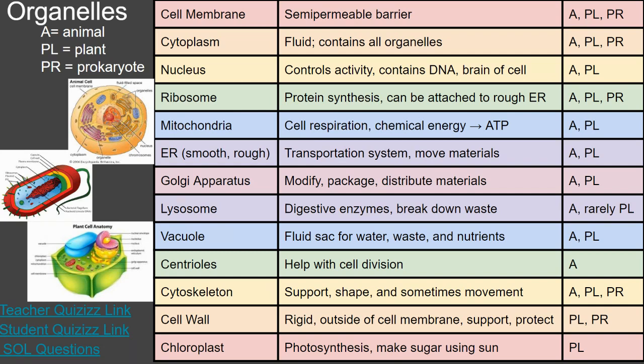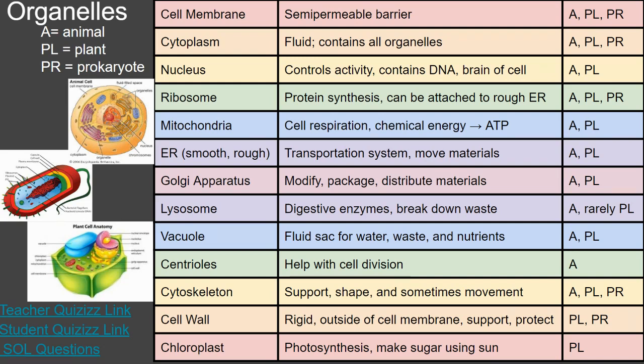organelle. In the middle, there is a brief summary of what that part of the cell does. And on the right is a description of which types of cell that organelle could be found in. So A would stand for animal, PL would stand for plant, and PR would stand for prokaryotic cell. So let's go through those one by one.